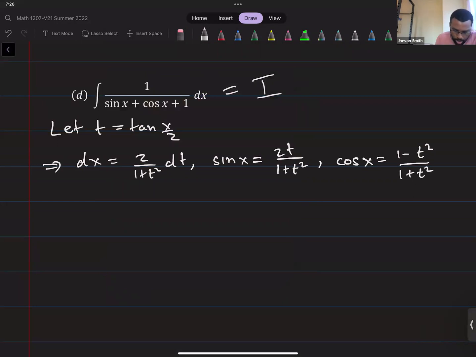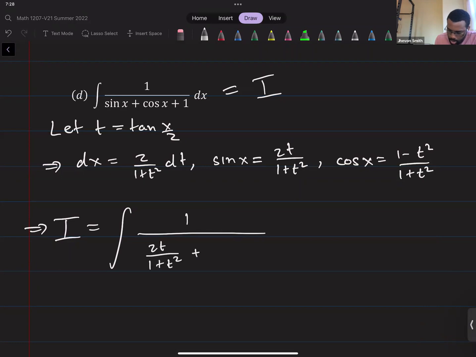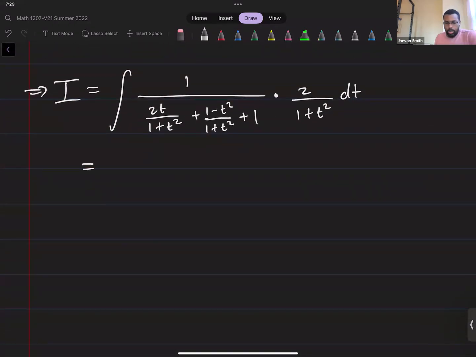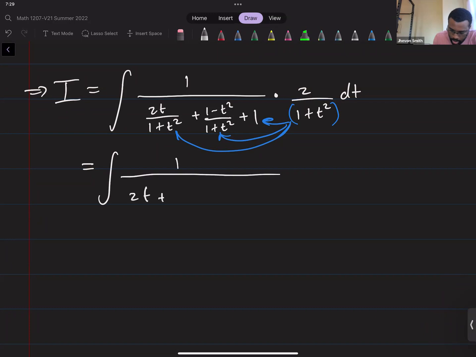And so now I can actually just plug those in. Sine is 2t over 1 plus t squared. Cosine is 1 minus t squared over 1 plus t squared. Then I have a 1. My dx is 2 over 1 plus t squared dt. I'm just going to, of course, multiply out the 1 plus t squared from the dx part. So I multiply that, multiply that, multiply that. So 1 plus t squared is canceled, I just get 2t. 1 minus t squared, and 1 plus t squared.